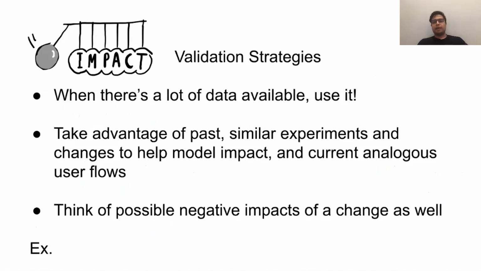Strategies for validating impact can also vary between very data-driven companies and those that have little tracking and experimentation infrastructure, where data can be difficult to access. For the more data-rich companies, when there's a ton of data available, impact validation becomes relatively straightforward. You're generally trying to project the impact that a project will have on your team's key metrics and guardrails. Usually you can take advantage of past similar experiments and changes to help model impact. You can even use current analogous user flows to try to do the same thing.